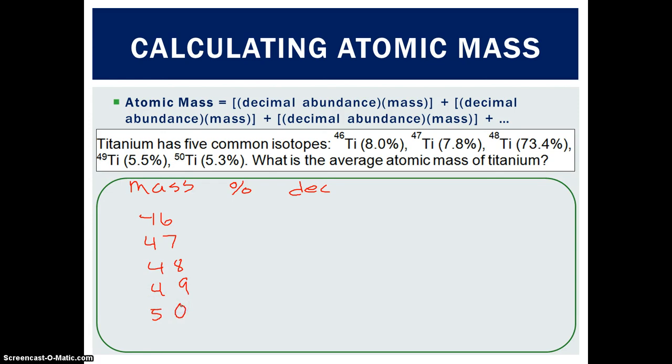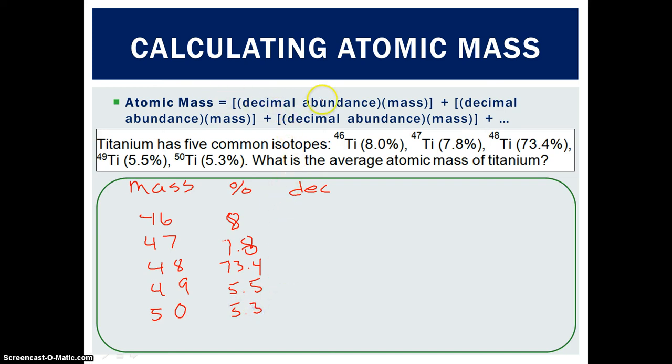I'm not outright given the masses of any of these, but the mass number, when necessary, is a pretty good approximation of the mass of each isotope, because remember, protons plus neutrons is the mass number, and a proton and a neutron are each approximately 1 atomic unit. Okay, now let's record the percents. I have 8%, I have 7.8%, I have 73.4%, I have 5.5%, and I have 5.3%.